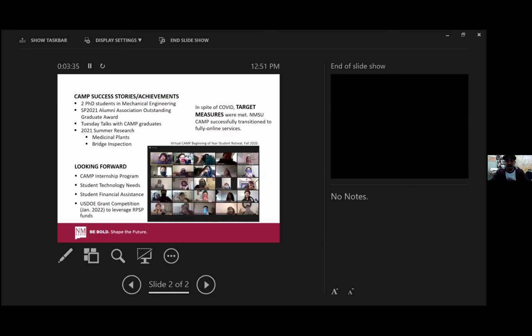And also, there's a lot of success stories that have come out of the CAMP program. There's currently 2 students who have obtained their PhDs in mechanical engineering. We've had outstanding students graduate from the program. We showcase students through our Tuesday Talks program. And we also provide internships for students, a medicinal plant internship and a bridge inspection internship. So we work closely with the university so that we can provide these resources and opportunities to students.